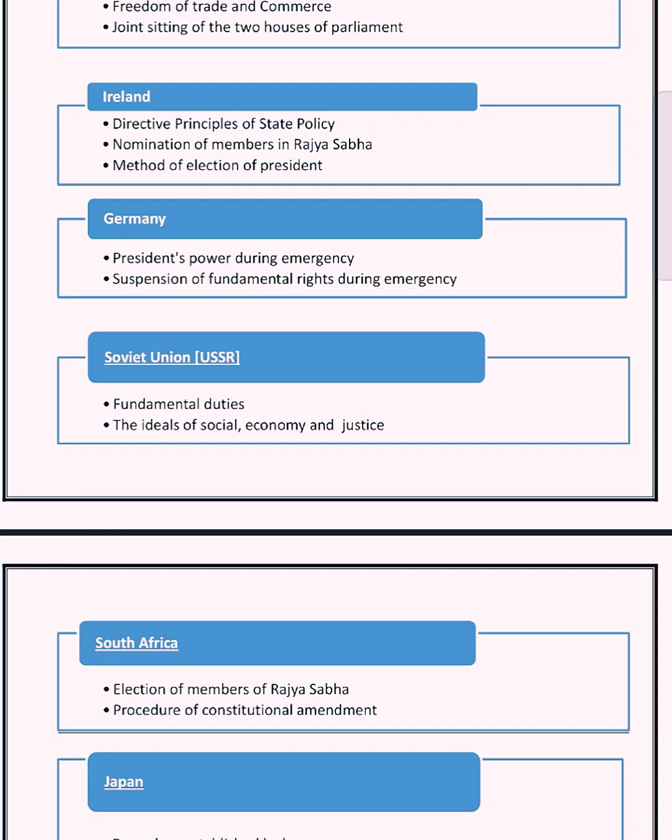The next source of the Indian constitution is the Constitution of Germany, and from here we've taken provisions like president's power during emergency, suspension of fundamental rights during emergency.